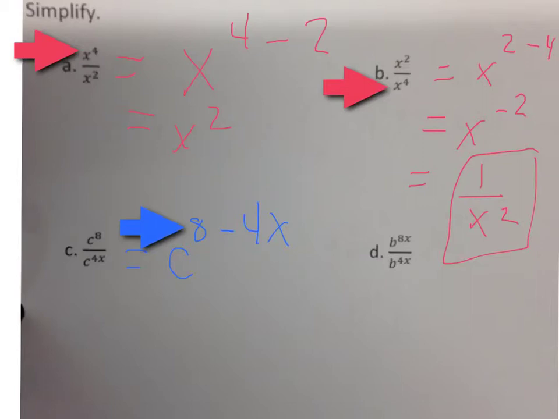And in the second one, we'll have b to the 8x minus 4x, because we'll subtract our exponents because we're dividing and we have the same base. And that one we actually can simplify. So we get b to the 4x, because if we do 8x minus 4x, we get 4x.